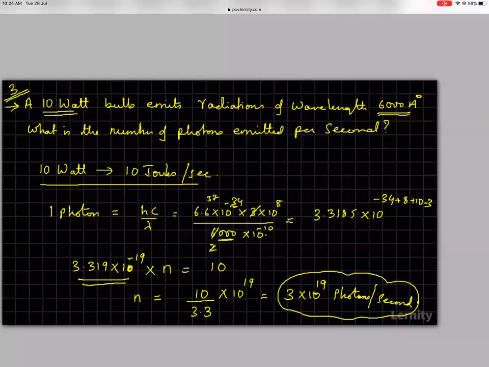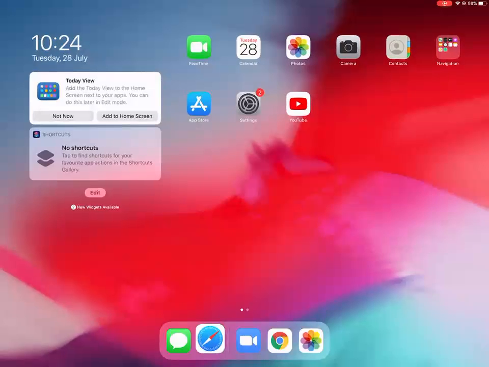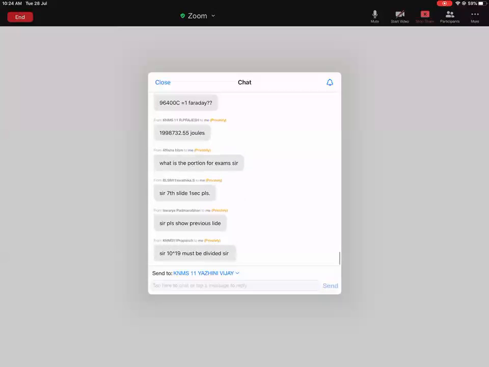Fourth is exactly the same as the third one, so I'm not going to do the fourth one. Fifth one also I have worked out. It's about the energy content of light of wavelength 5000 angstrom unit. So that also you can work out. Okay, next I will do the sixth one. 10 power minus 19 is divided, so it goes up and it becomes 10 power 19.